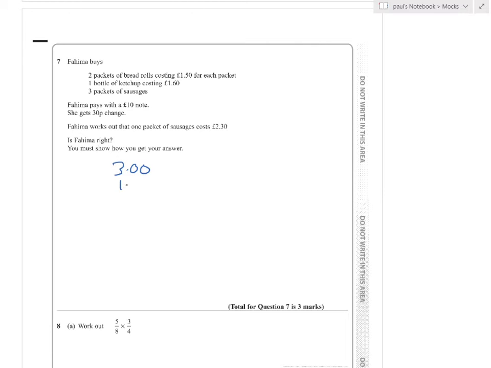A bottle of ketchup is £1.60. And 3 packets of sausages. So she pays £4.50, right? She pays with a £10 note, and she gets 30p change. So £9.70. Now we know that that's £4.50, and we know that the total including the sausages came to £9.70. So if we take that away, that gives us £5.20 for 3 packets of sausages.